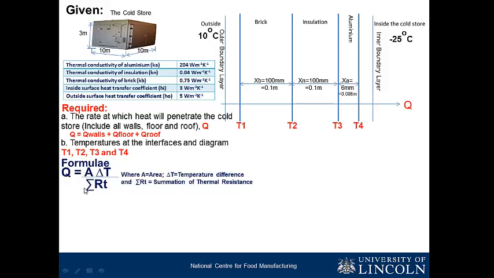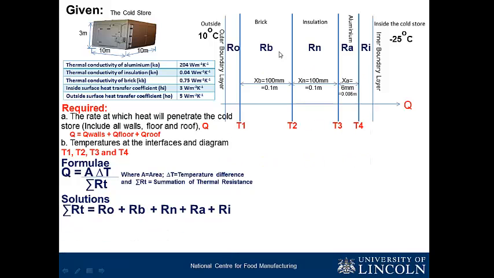Now here we have summation of thermal resistance. Now the question is, how do we calculate our thermal resistance? Each of these layers provides one form of thermal resistance or the other to the heat penetration. Now the outer boundary layer will provide a thermal resistance. The brick will provide a thermal resistance. The insulation will provide a thermal resistance. Aluminum will provide a thermal resistance.